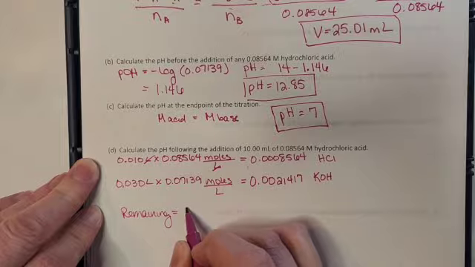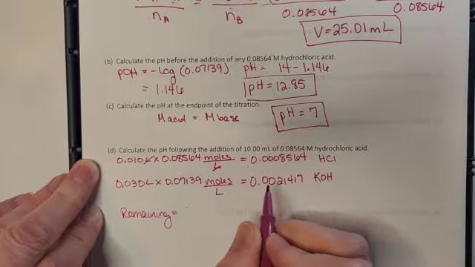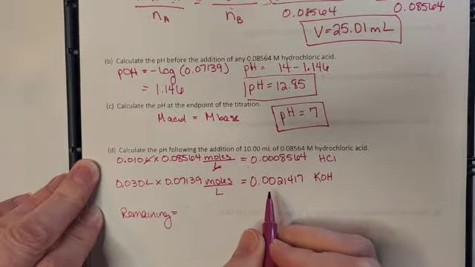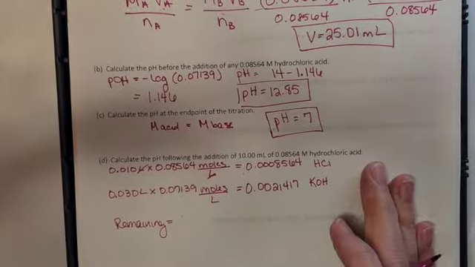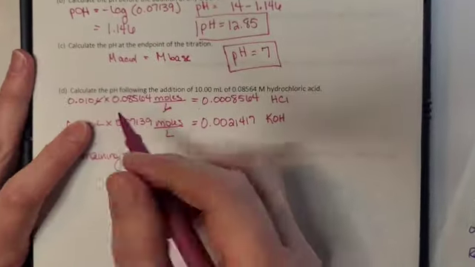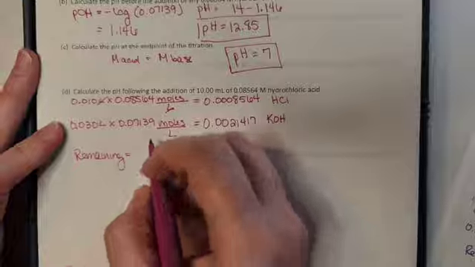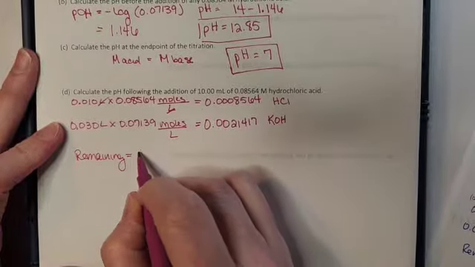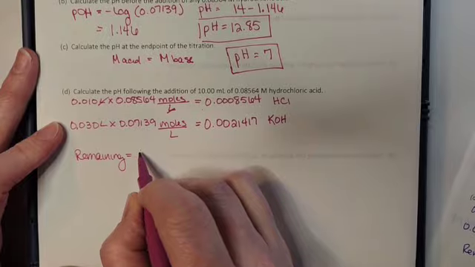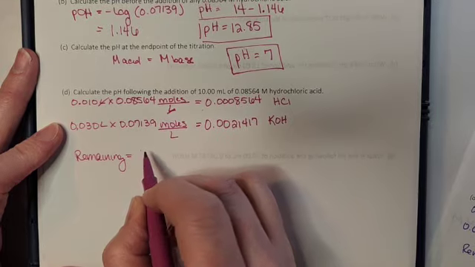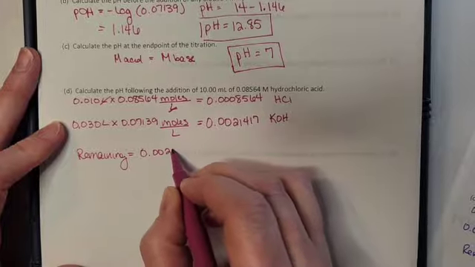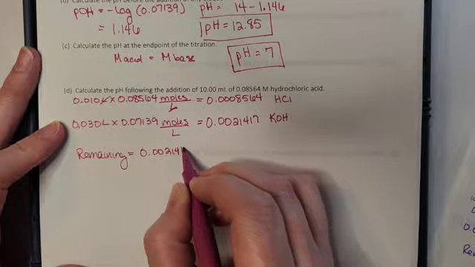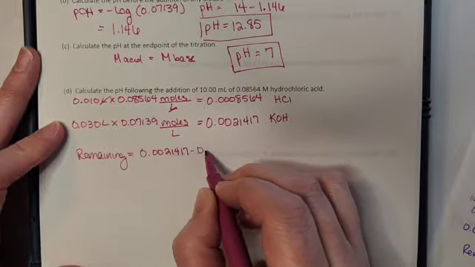So our remaining is going to be, and we're going to subtract our smaller number from our bigger number. All right, so now let us set this up here. Okay, so on our top, we're going to take our larger number and subtract the smaller number from it. So that is going to be 0.0021417, and then we're going to subtract our other number.